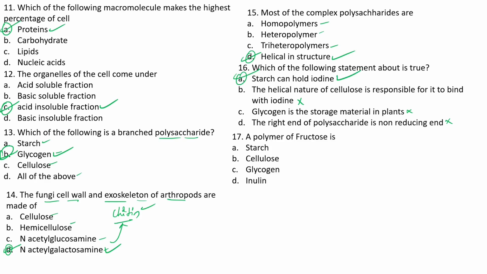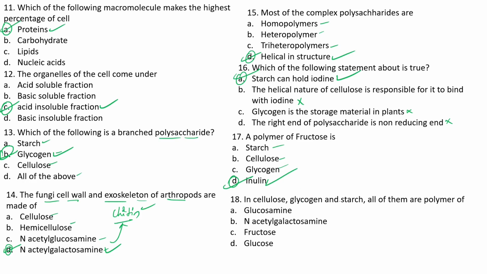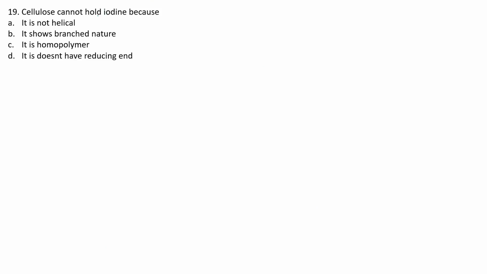Now, moving on. The polymer of fructose is starch, cellulose, glycogen, inulin. You know the answer is inulin. D is our answer. The next question: cellulose, glycogen and starch are all polymers of glucosamine, N-acetyl galactosamine, fructose, or glucose. It is mainly a polymer of glucose. D is our answer. It's a simple question. Cellulose cannot hold iodine because it is not helical. It is a homopolymer. It does not have a reducing end. The structure does not show helical kind of complexes.